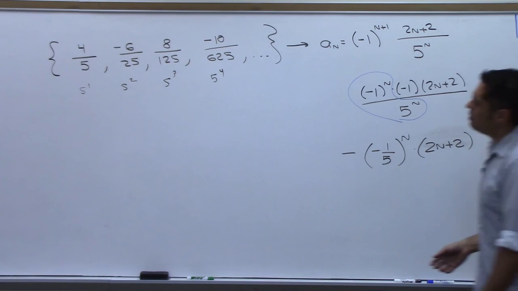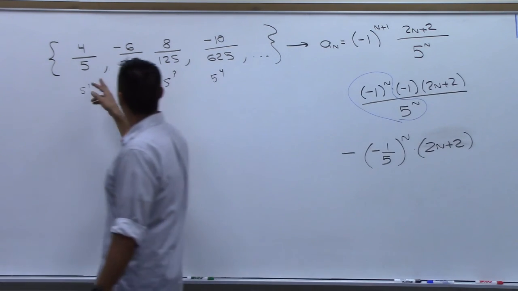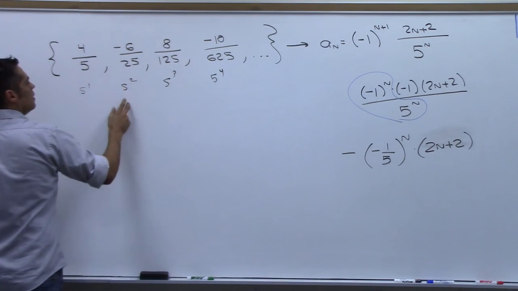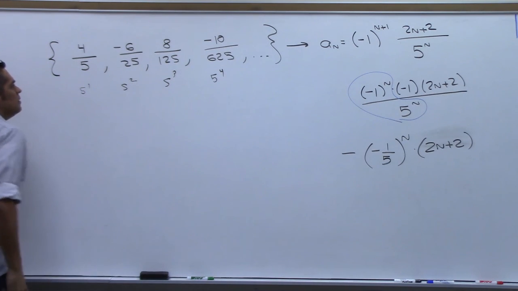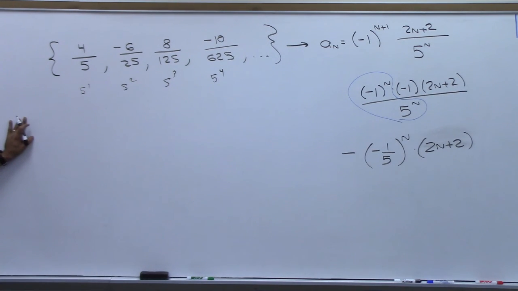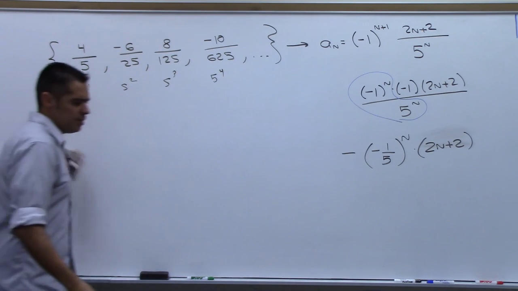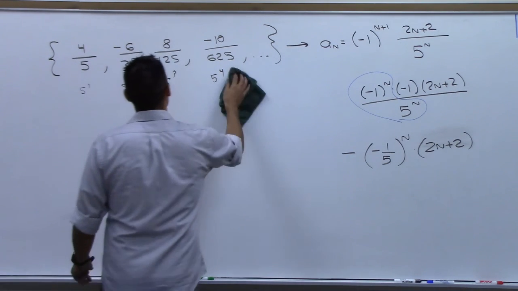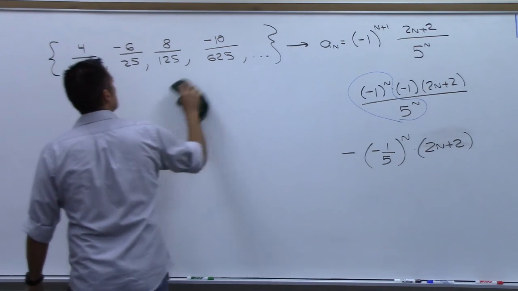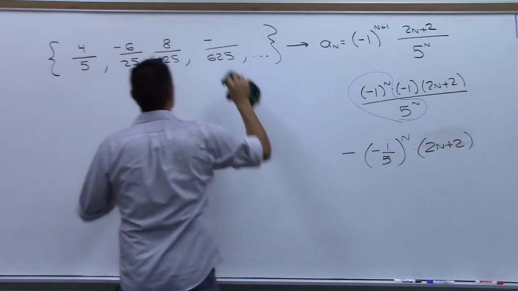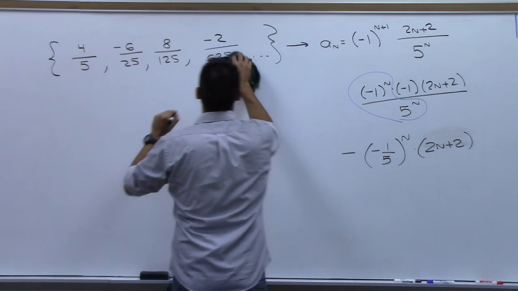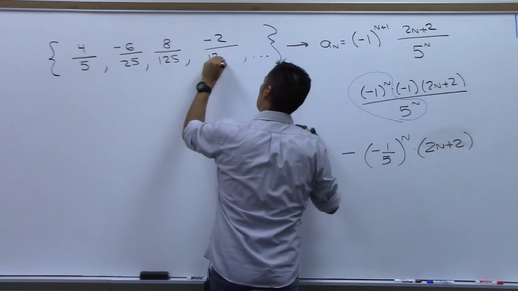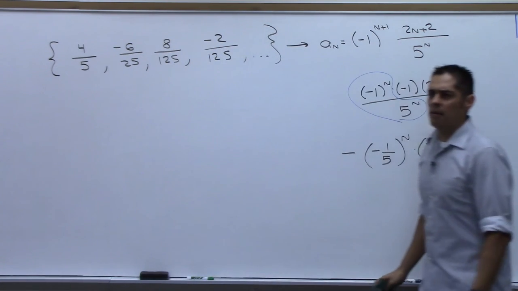Hey, do any of these fractions reduce? No. Let's see. The last one, right? What does the last one reduce to here? 5 goes into both? Yeah. So I could have written this as what? 2 over 125? Huh. I wonder if you would have figured it out if I had written that instead.